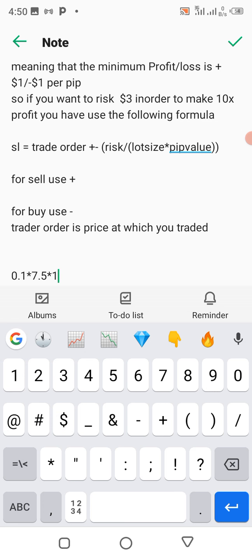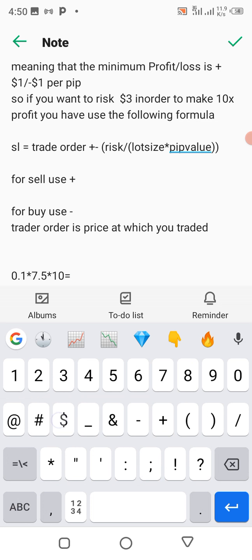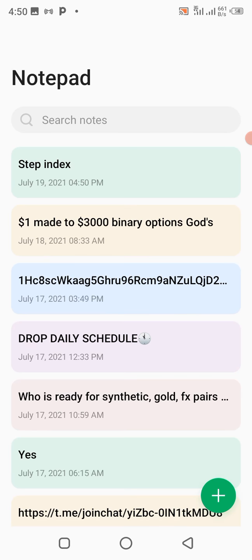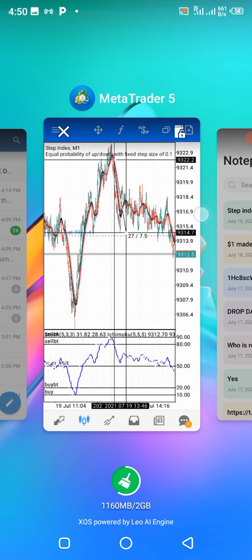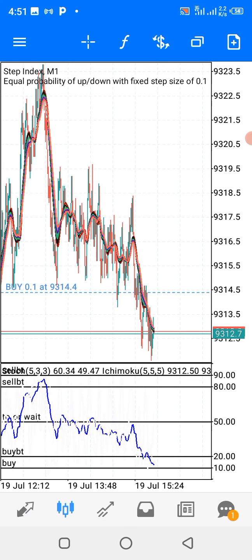It will give you $17.50. Okay, because you have a small account, you can't trade big lot size. The broker will limit how much lot size you are going to use because of the nature of your equity being small. So right now you have found a sell signal.